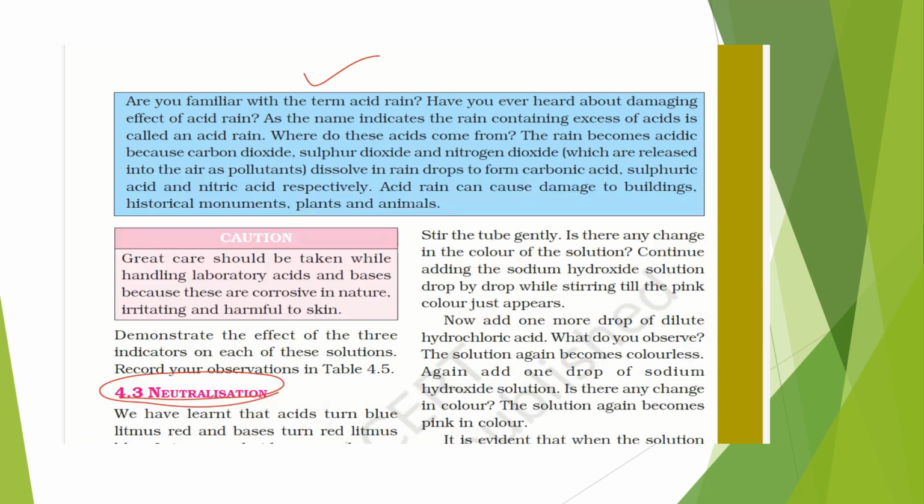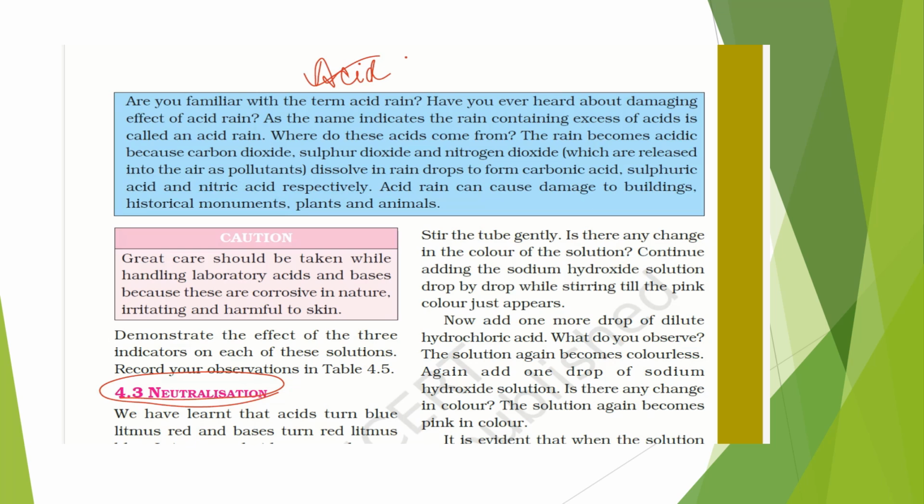Today we are going to start our topic with acid rain. In the previous episode we discussed what is an acid, what is a base and what is a neutral substance. The substance which reacts to neither acidic nor basic indicators is a neutral substance. Now first we are going to discuss what acid rain is.